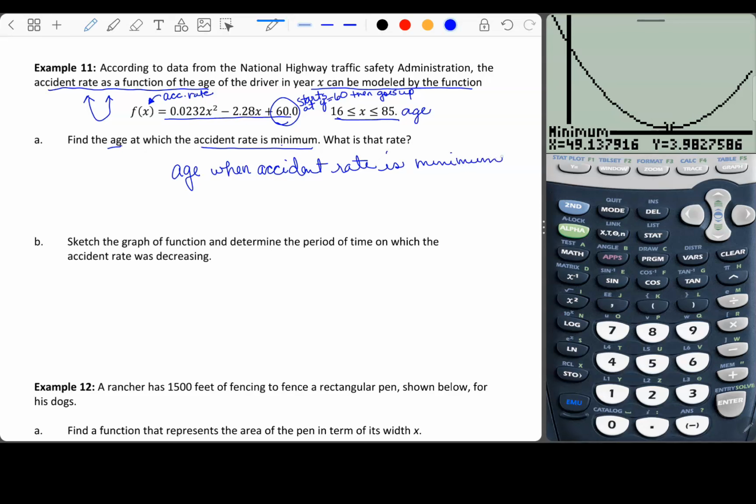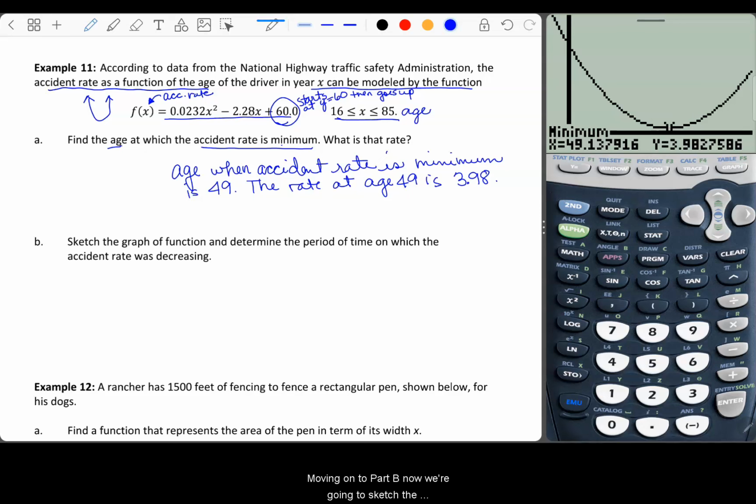I'm going to get the problem written down. So the age when the accident rate is at a minimum is 49, roughly. And then the rate at that age, the minimum rate of accidents is roughly 4, but I'll round it to 3.98.